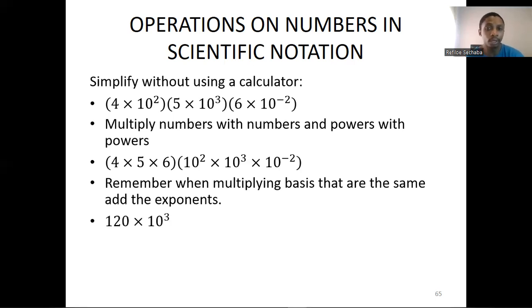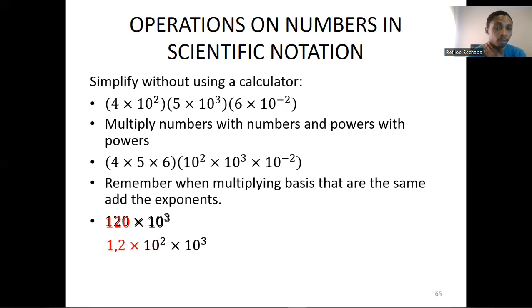But 120 is not in scientific notation, so I will simply highlight it because I need to change that and write it in scientific notation. It'll be 1, 2. So let me check how many times I need to move that 1 just before the comma. I'll need to move it 2 times. So I'm going to have 1, 2 times 10 to the exponent.